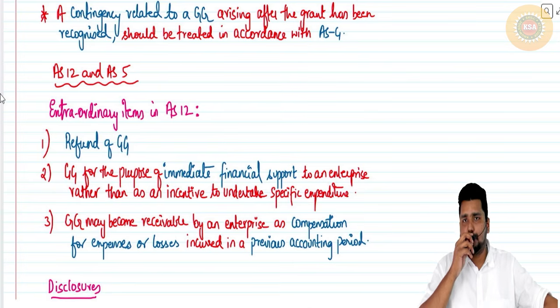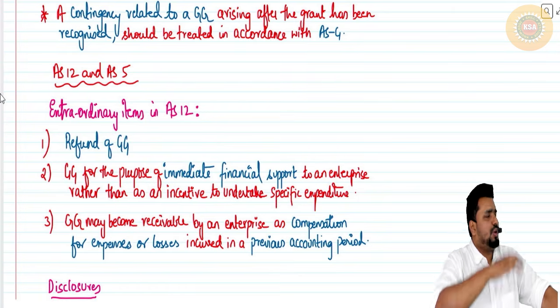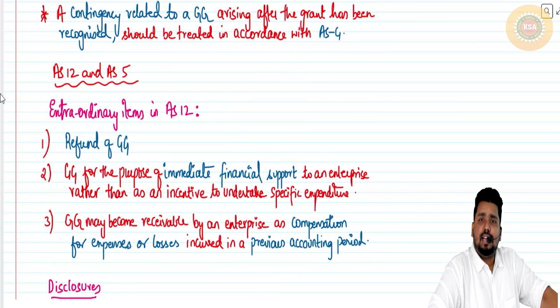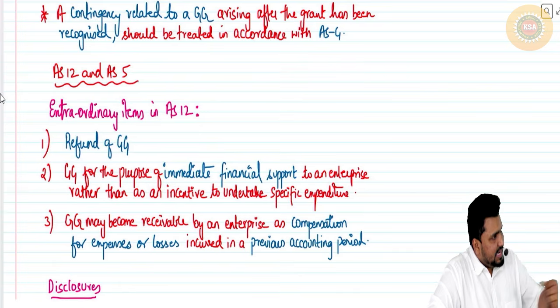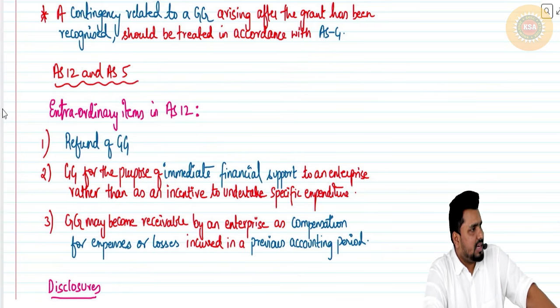For example, assume you are Tata. Assume Tata is going through a huge financial crunch. The Government of India says, you did so much for the country, at this time I will help you, don't worry. Like that, they immediately give financial support only to Tata, not to any other entity.